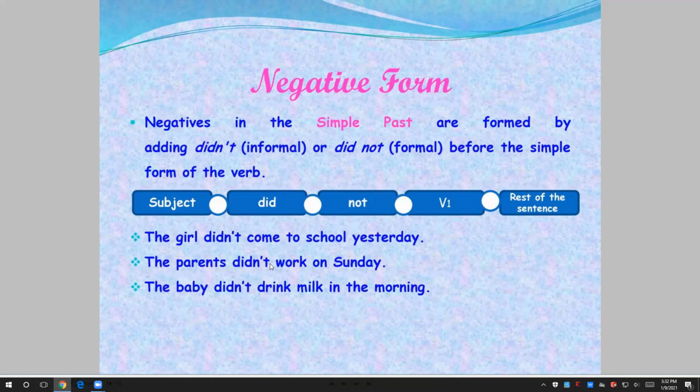The girl didn't come to school yesterday. The parents didn't work on Sunday. The baby didn't drink milk in the morning. So if the positive sentence is the girl came to school yesterday, the negative would be the girl didn't come to school yesterday. So when you are using didn't, your verb would be changed into the first form again.